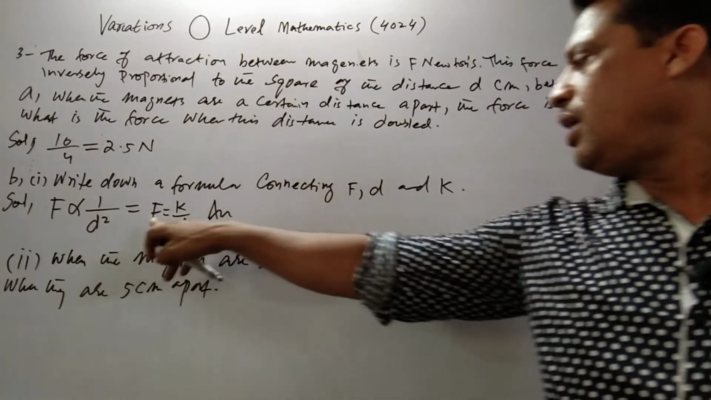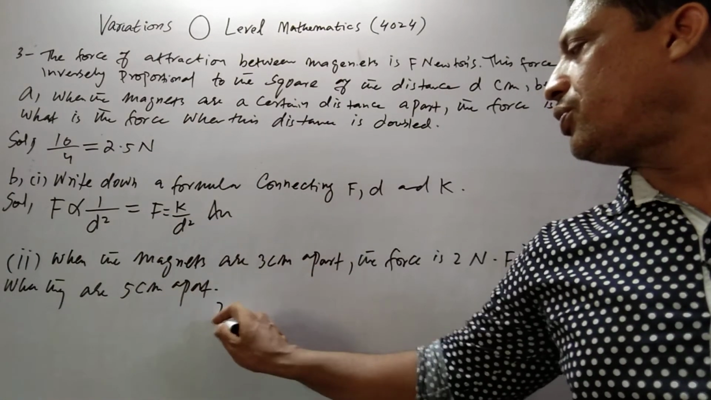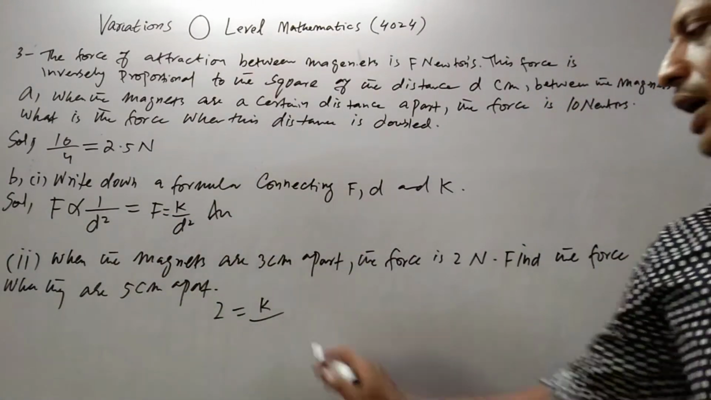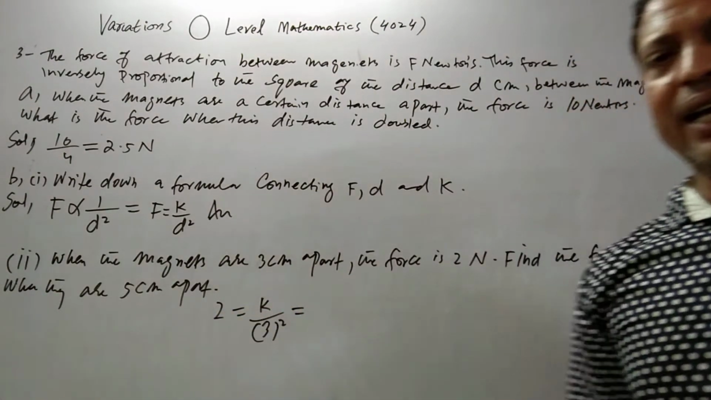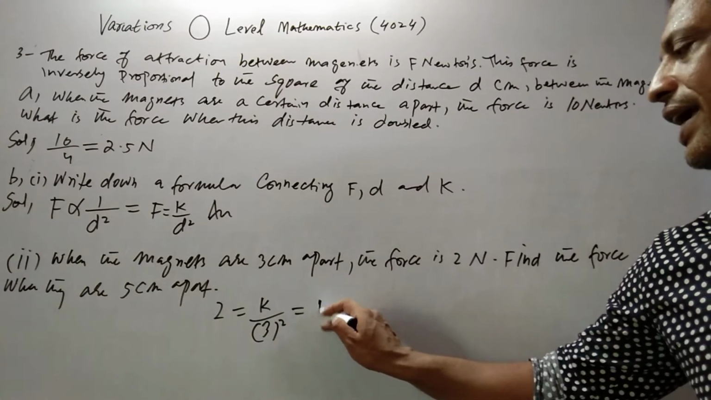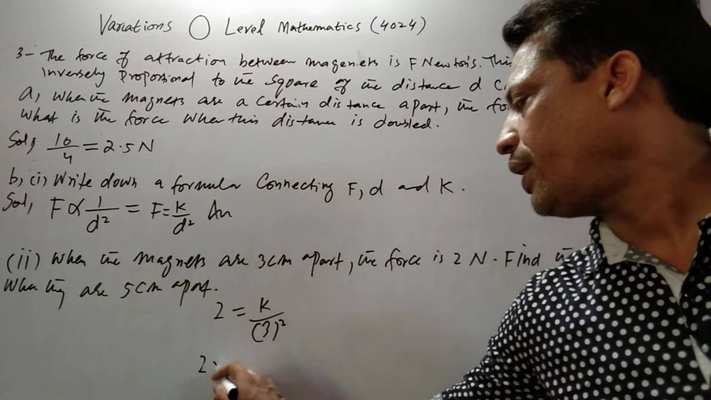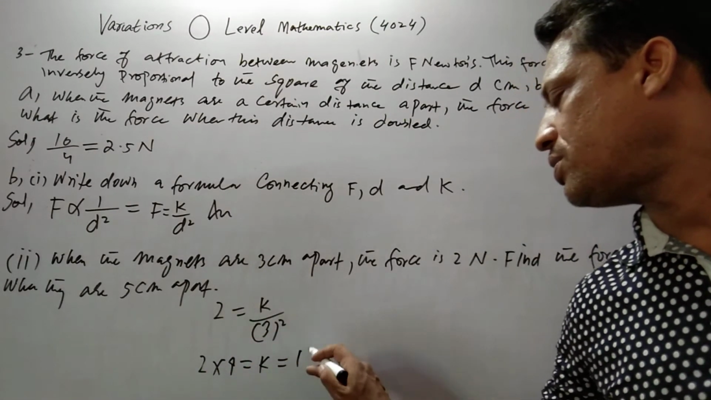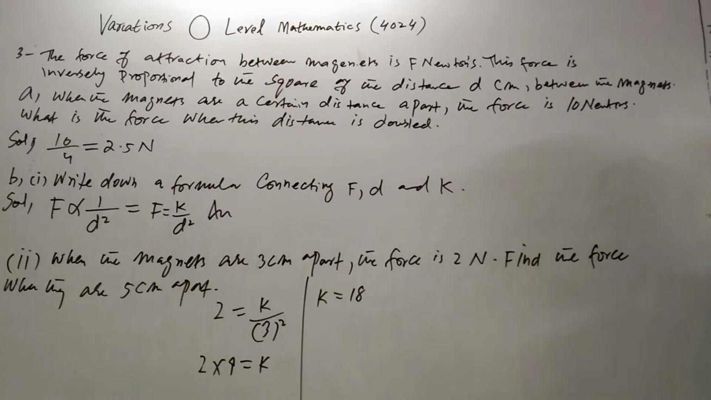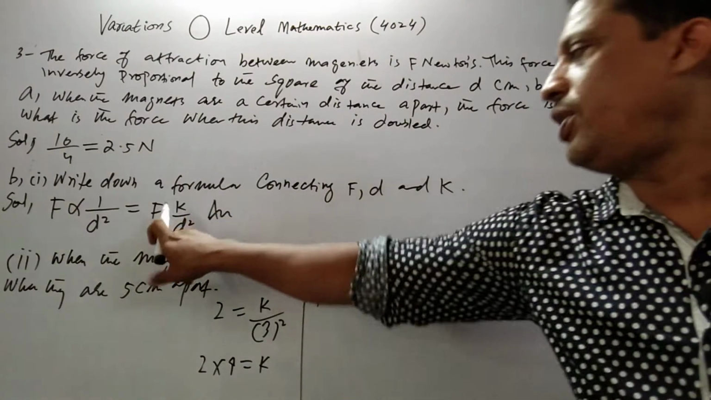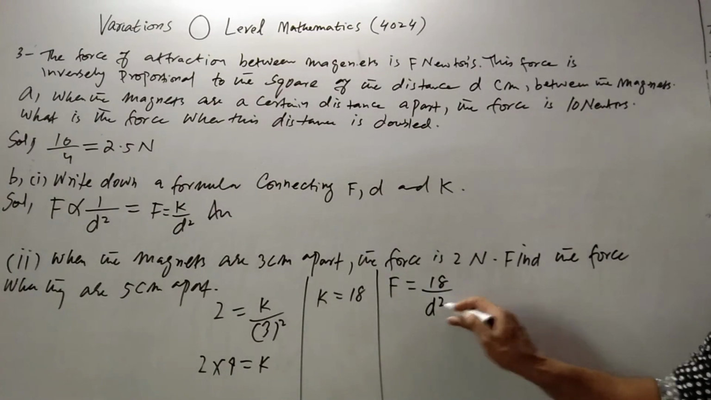Just take this formula. In this case, the force is 2 Newton and the distance is 3. So put 2 is equal to K upon D square. Here D is 3. Implies that 3 square is 9. 9 2s are 18. Hence the value of K is 18. Or you may write 2 into 9 is equal to K, and K is equal to 18. Put this value of K in this formula. F is equal to 18 upon D square.